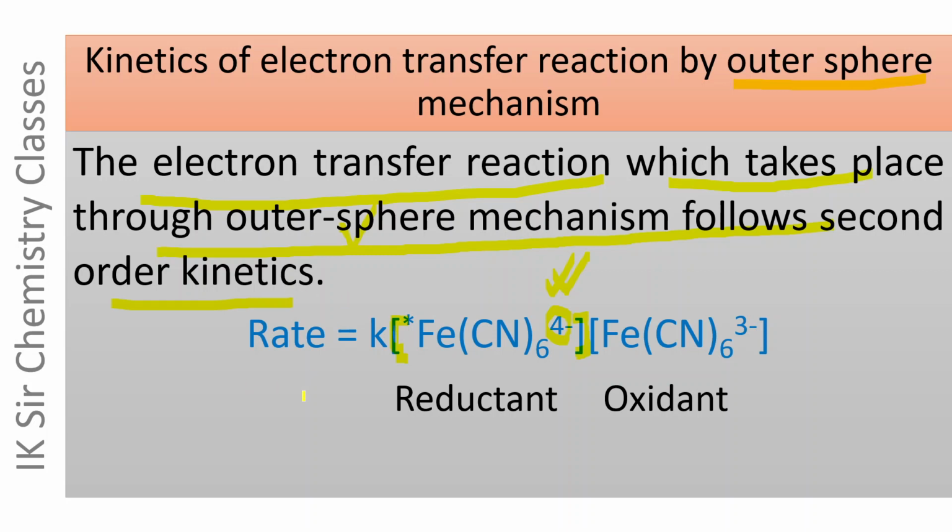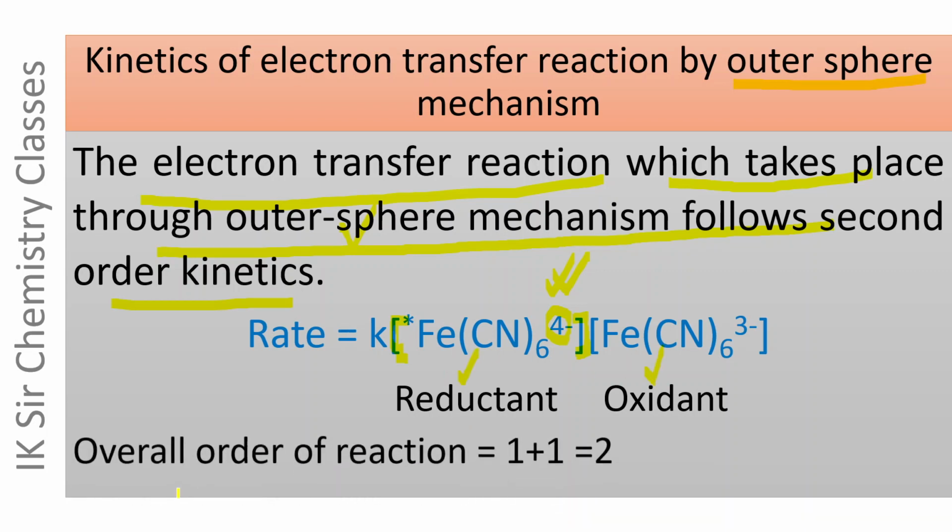This reaction is first order with respect to reductant and first order with respect to oxidant, and therefore the overall order of reaction is 2. Thus, we can say that the electron transfer reaction which takes place through outer sphere mechanism follows second order kinetics. First order with respect to reductant and first order with respect to oxidant, and hence the overall order of reaction is 2.